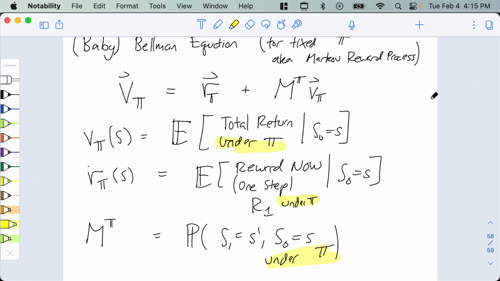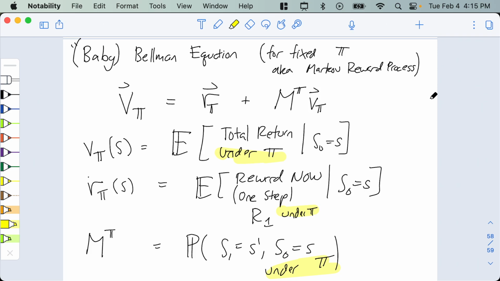And so we had this equation before, but we didn't write the pi's. The pi was understood as being part of the chain. Now we're thinking the chain depends on the policy pi, so we got to write pi's everywhere. This was the so-called baby Bellman equation, and in fact, that's what you'll be using in assignment 2, because I've told you the policy pi. Any questions or comments about this equation and how it works?